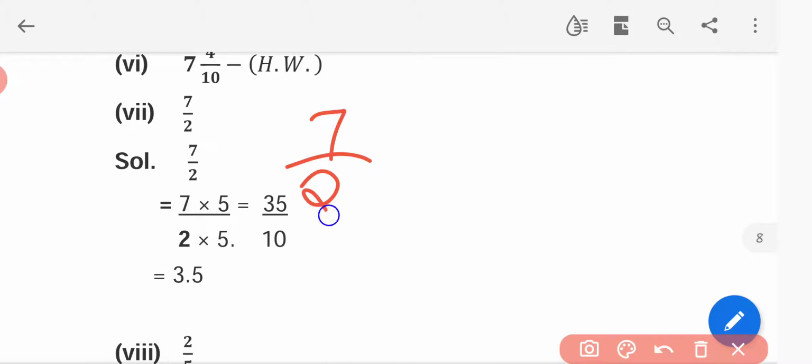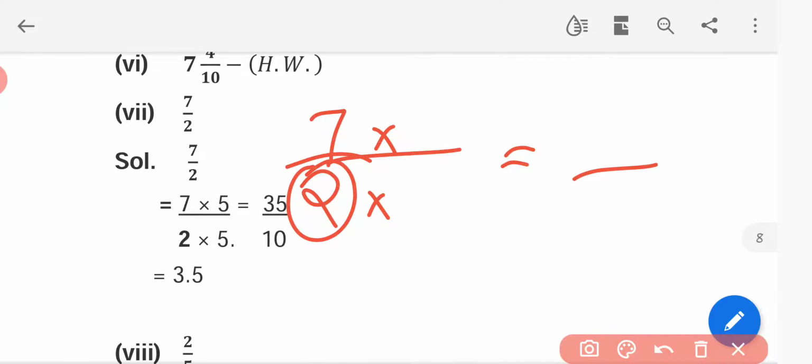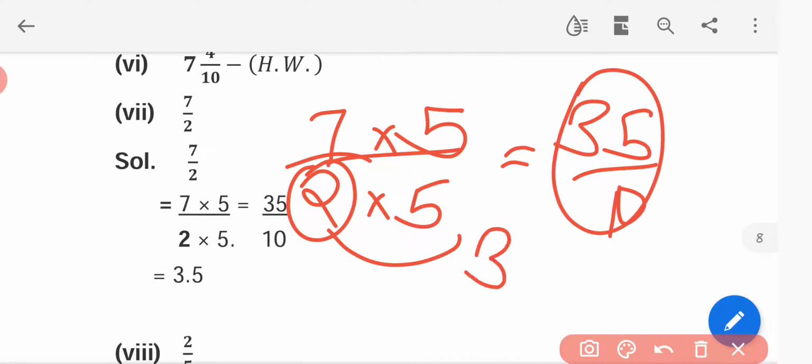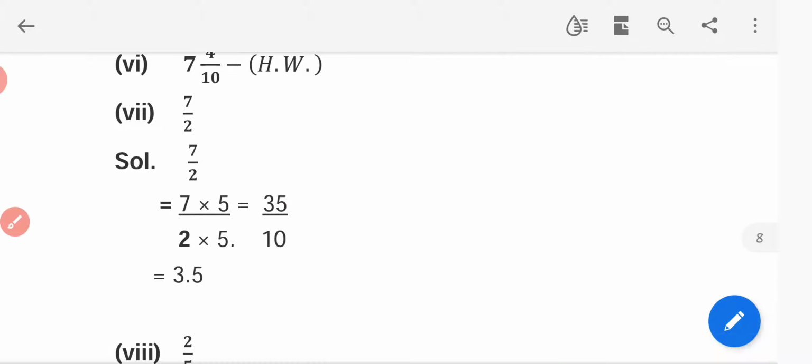Then 7 by 2. This one also you have to change into decimal. For changing into decimal, directly what do we need? Tens, 100 and so on, meaning a denominator with 0. But here 0 is not given, so what can we change it into? Into 10. So by which number do we multiply? You multiply by 5. So 2 5s are 10. So multiply by 5 in the numerator also. 7 5s are 35. Now 35 by 10 can be written as 3.5.